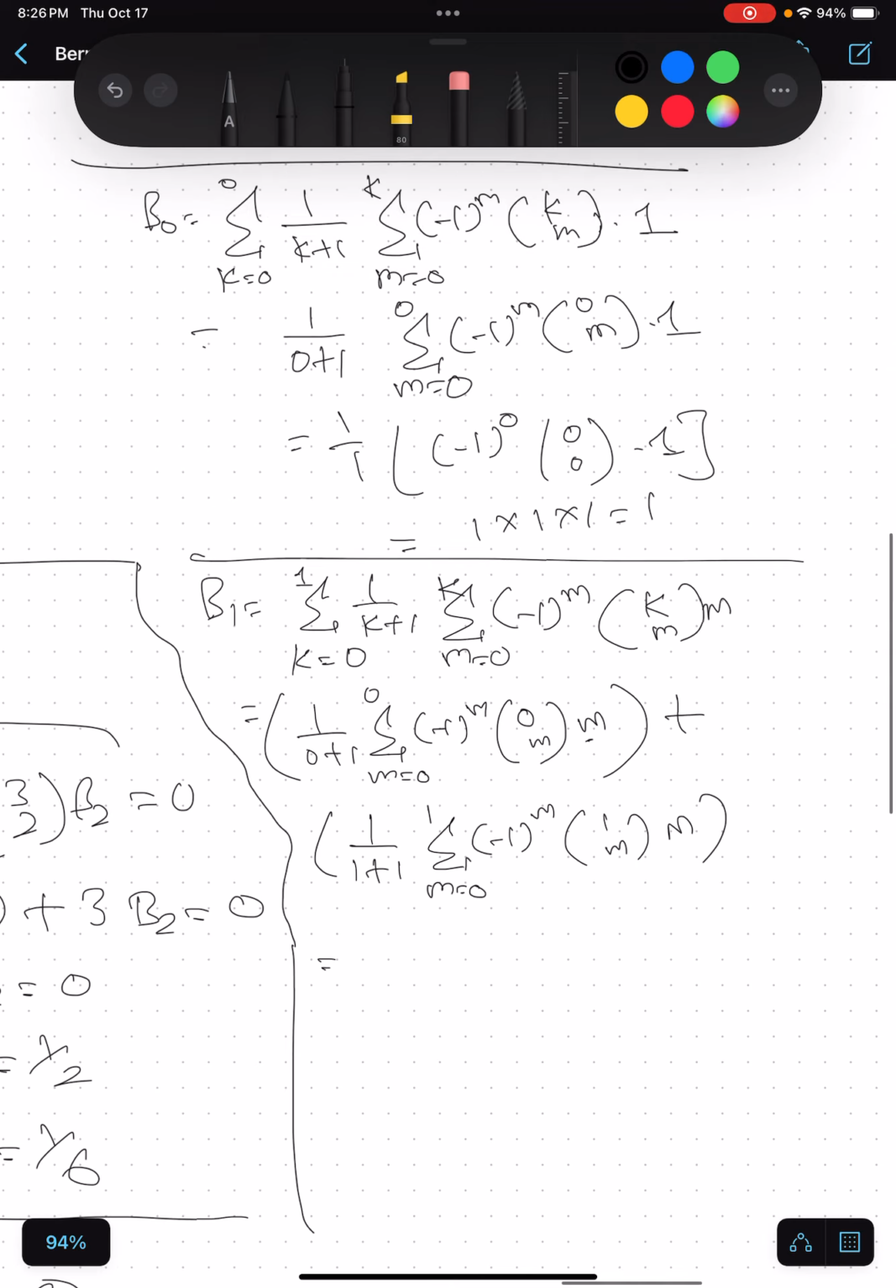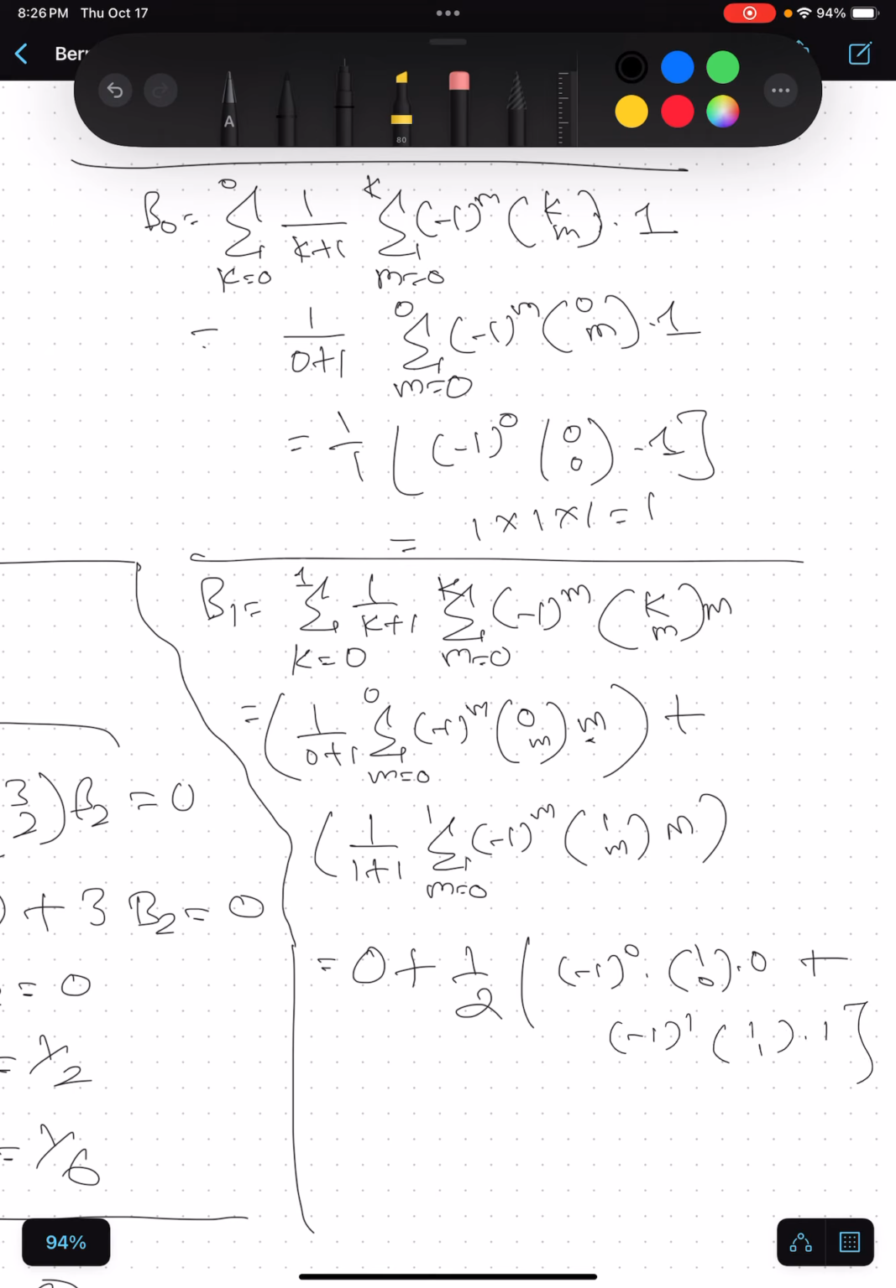but over here this is not 1. So since this is m, at m equals 0, this will just go to 0. So the first sum is 0 in this case. And the second sum will have a half, right? And this remaining thing will be evaluated 2 times. So in the first run, it will be minus 1 to the power 0 times 1 choose 0 times 0, plus in the second round, it will be minus 1 to the power 1 times 1 choose 1 times 1, right? This is half times 0 minus 1, so this is minus half.